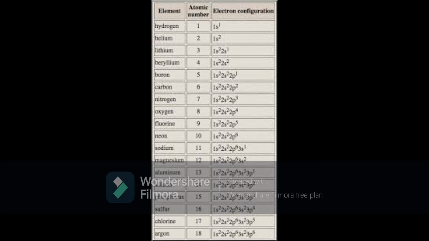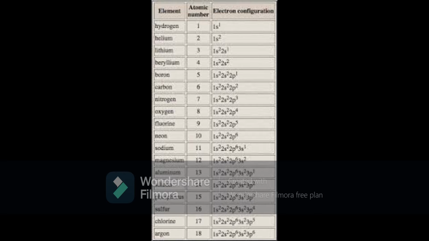Phosphorus, its atomic number is 15, its electronic configuration is 1s2 2s2 2p6 3s2 3p3. Sulfur, its atomic number is 16, its electronic configuration is 1s2 2s2 2p6 3s2 3p4. Chlorine, its atomic number is 17, its electronic configuration is 1s2 2s2 2p6 3s2 3p5.